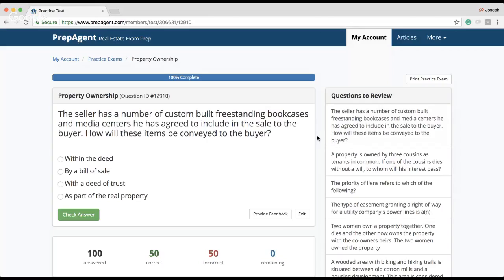The seller has a number of custom-built freestanding bookcases and media centers he has agreed to include in the sale to the buyer. How will these items be conveyed to the buyer? A, within the deed. B, by a bill of sale. C, with a deed of trust. Or D, as part of the real estate.